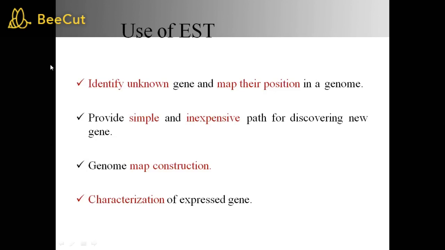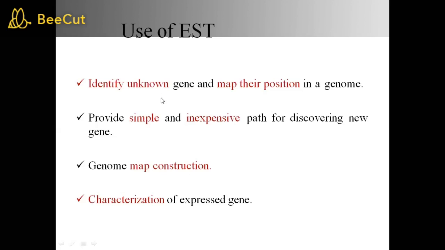If we look at the procedure, we just have to isolate the mRNA molecule and synthesize the cDNA molecule from that mRNA. Then we sequence bits of that cDNA, not the complete cDNA molecule. So this is a very simple and inexpensive procedure because we are not sequencing the whole cDNA molecule. Expressed sequence tags are also used in genome map construction, so we can construct the genome map.